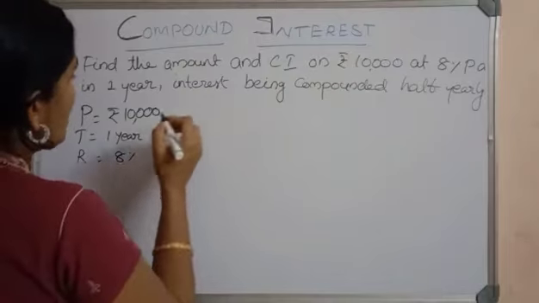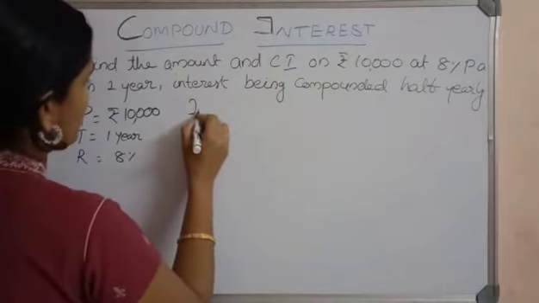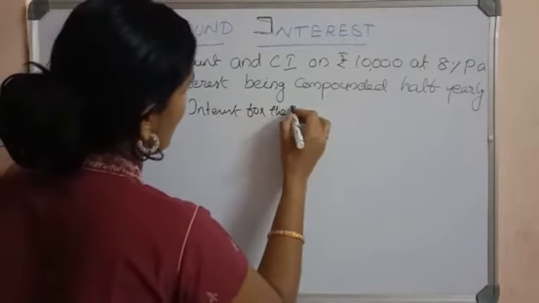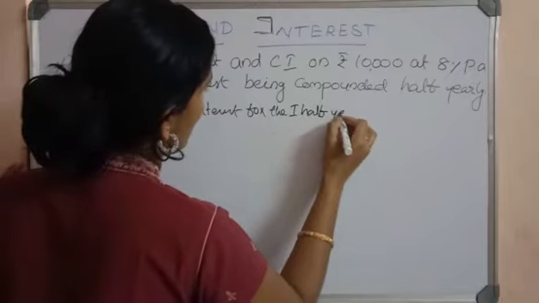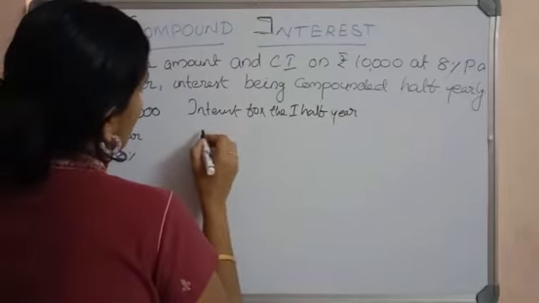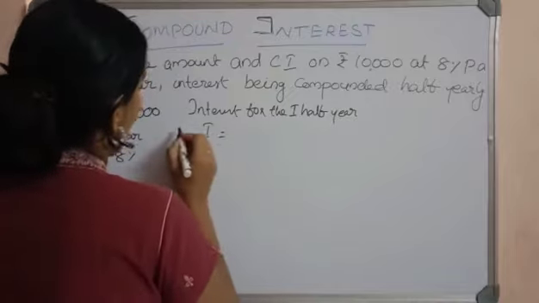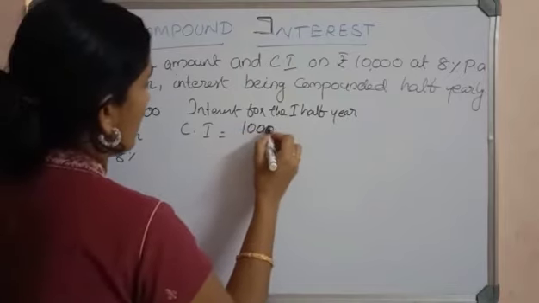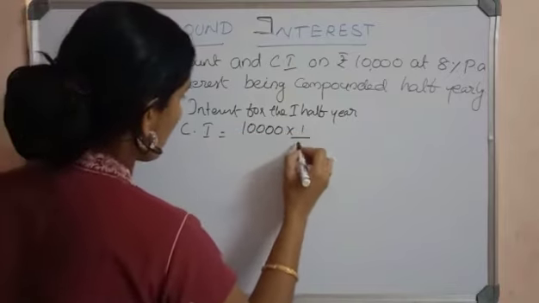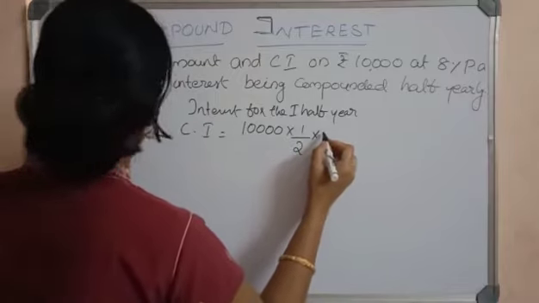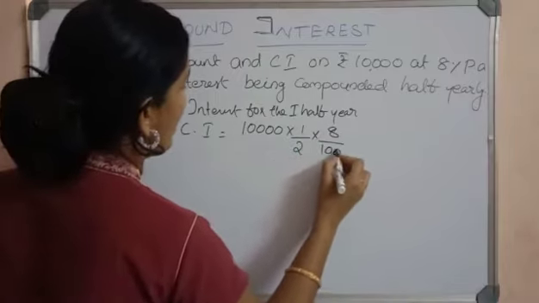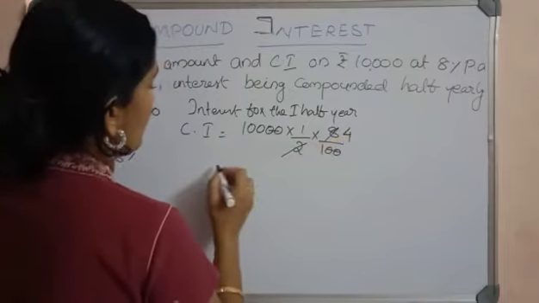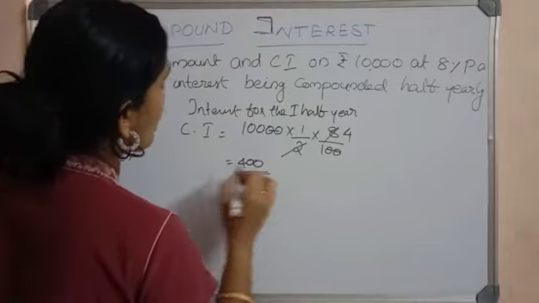The first one, the interest for the first half year we have to find. For the first half year, I is equal to PTR by 100, or CI we can write because we are finding the compound interest. P is 10,000 into time is half year, the rate is 8% divided by 100. When you simplify this, you will get 400 rupees. So 400 rupees is the compound interest.